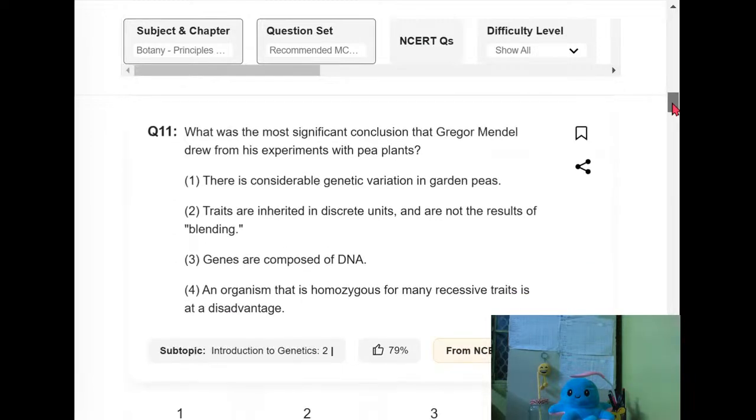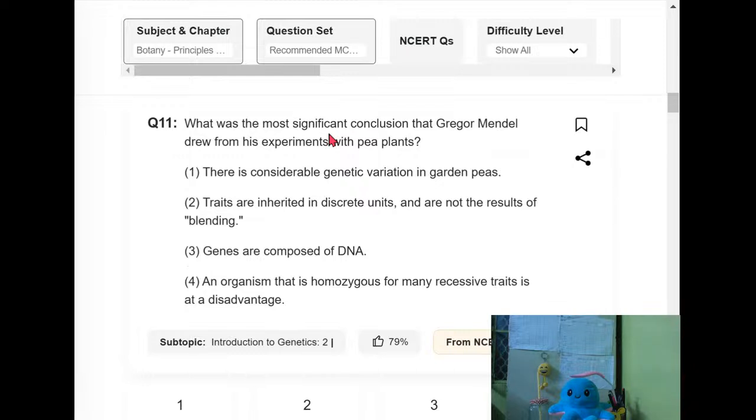Question number 11. What was the most significant conclusion that Gregor Mendel drew from his experiment with pea plants? There is considerable genetic variation in garden peas. Traits are inherited as discrete units that are not the result of blending. Genes are composed of DNA. An organism that is homozygous for many recessive traits is at a disadvantage. Third one is the right answer.